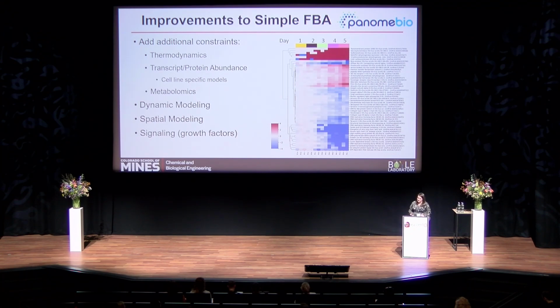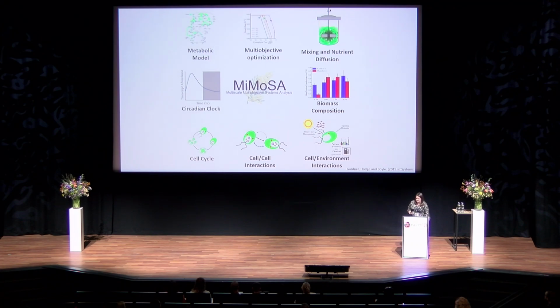You can add dynamic modeling, so you can model not just a steady state, but cells through a differentiation process or through a batch process, spatial modeling, or signaling, which would be important because then we get the impact of the growth factors on the metabolism itself. And so I haven't had the opportunity to implement these on a cultivated meat strain yet, but we have done this in algae in my lab. So I'm gonna talk to you about how we've improved the simple FBA to model more complex things.